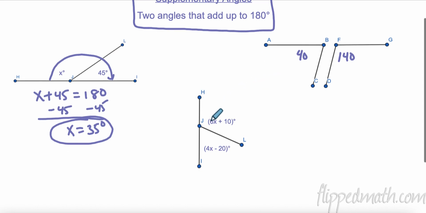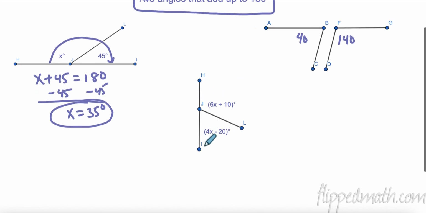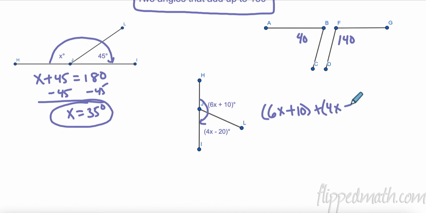Let's try this one down here. So we have a straight angle. HJI is a 180 degree angle. That means they're supplementary. So I know that I can do 6x plus 10 plus 4x minus 20, and it's going to equal 180 degrees.